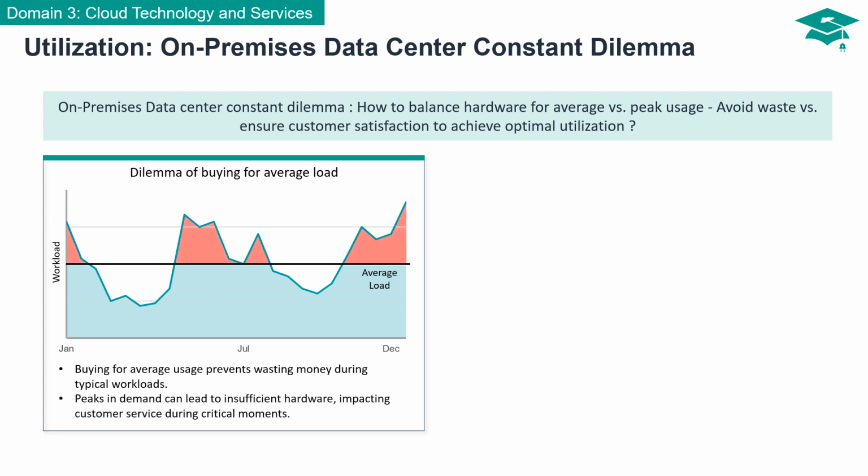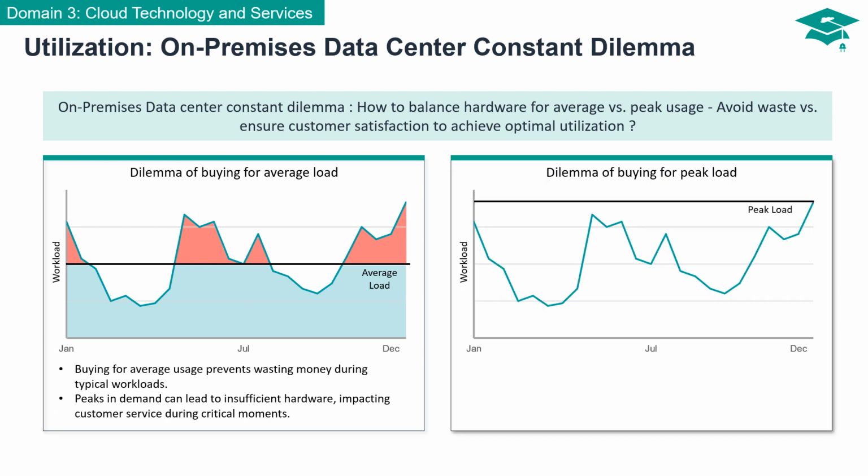However, there's a catch. Peaks in demand can occur, especially during critical moments. If you've tailored your infrastructure solely for average usage, you might find yourself with insufficient hardware during these high-demand periods. This can lead to a decline in customer service quality, impacting overall satisfaction. The dilemma of buying for peak load.